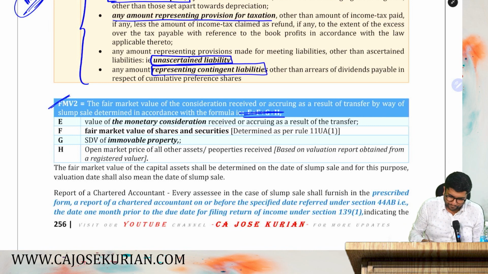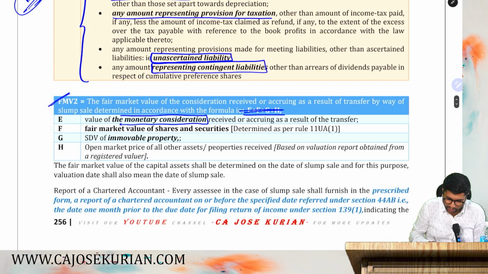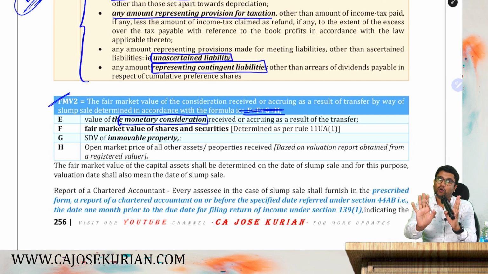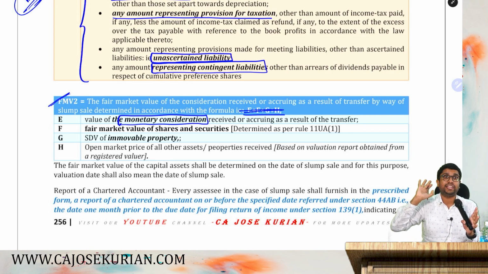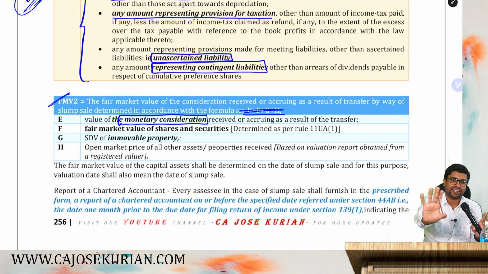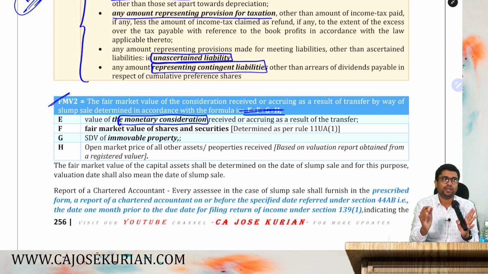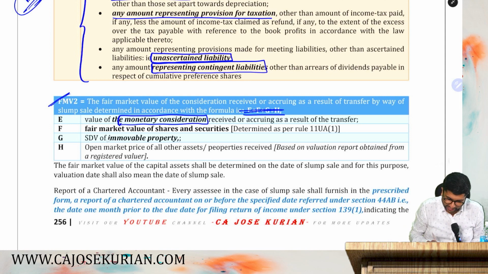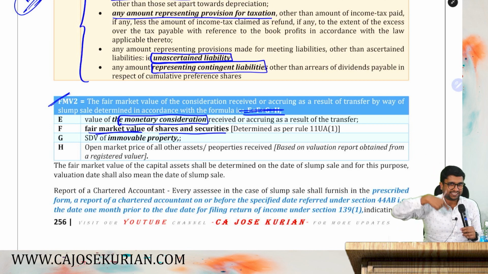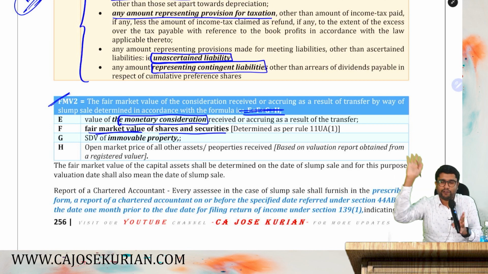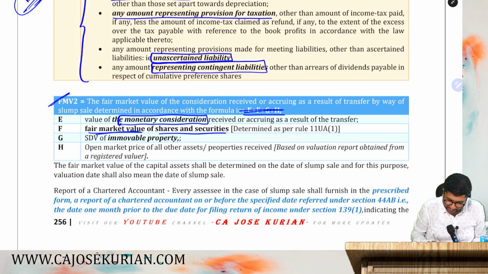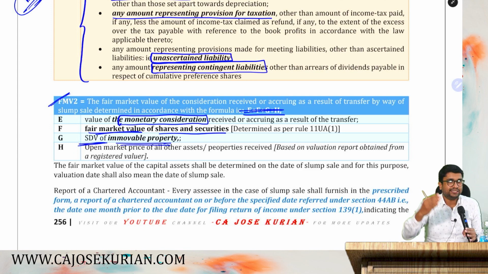Now if it is money consideration, you tell me how to value it. Don't value it. 100 rupees value is only 100 rupees. Money consideration, you take that value. Don't apply any high-tech valuation method. 100 rupees only has 100 rupees value. Then, if it is shares and securities received, again the same fair market value you can take. If it is an immovable property, then you can take the stamp duty value.